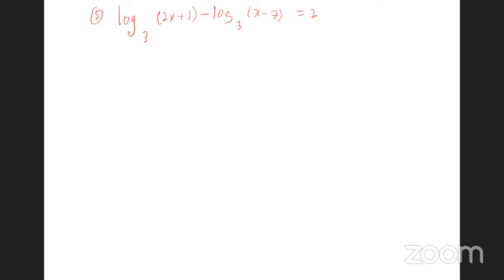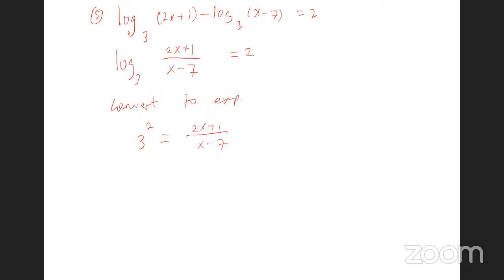All right, let's see how it went. So this will be log to the base 3. Subtract means divide, so that'll be 2x plus 1 divided by x minus 7 is equal to 2. Now we're going to do the same thing we did before. We're going to convert to exponential form. So that'll be 3 squared is equal to 2x plus 1 over x minus 7.